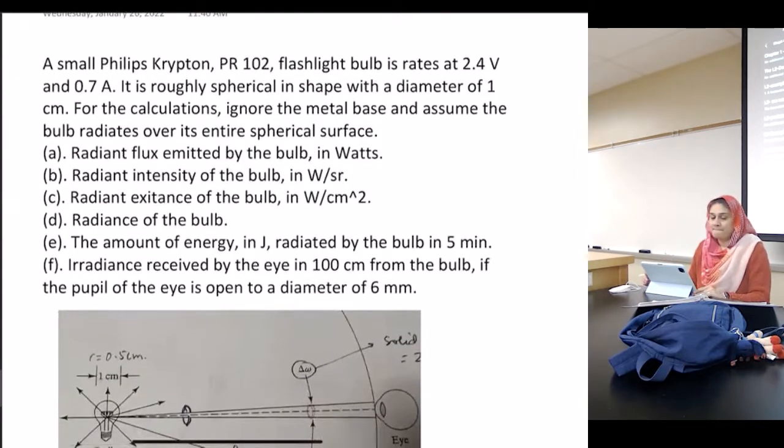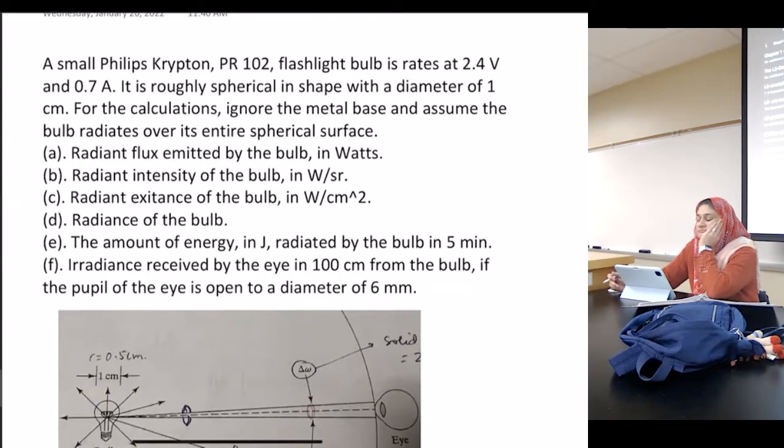The small conductor krypton TR102 flashlight bulb is rated at 2.4 volts and 0.7 amperes. It is roughly spherical in shape with a diameter of about 1 centimeter. For the calculation outlined below, ignore the metal base and assume the bulb radiates over its entire spherical surface. Find. Oh, I forgot to write find.